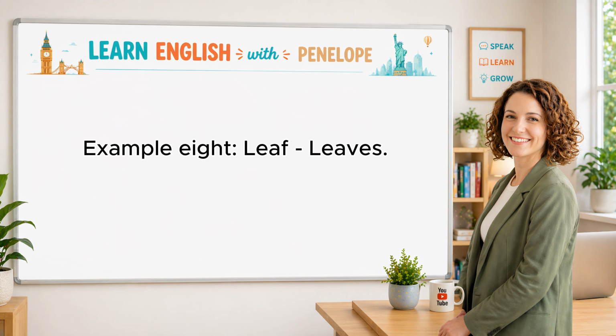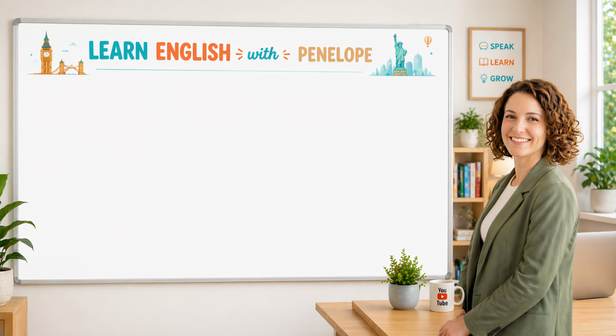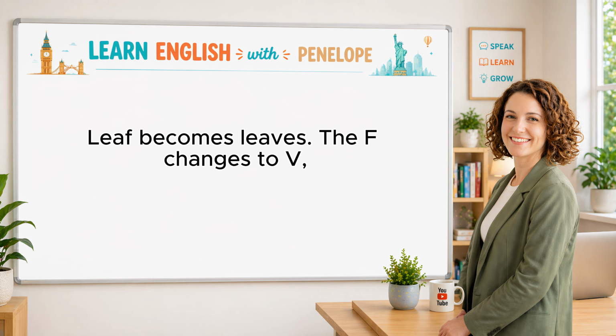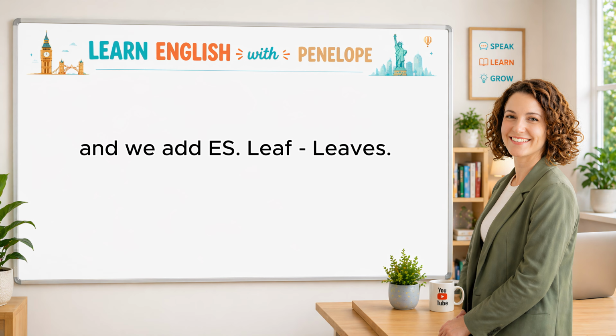Example 8, leaf, leaves. 1 leaf fell from the tree. All the leaves fell from the tree in autumn. Leaf becomes leaves. The F changes to V, and we add ES. Leaf, leaves.